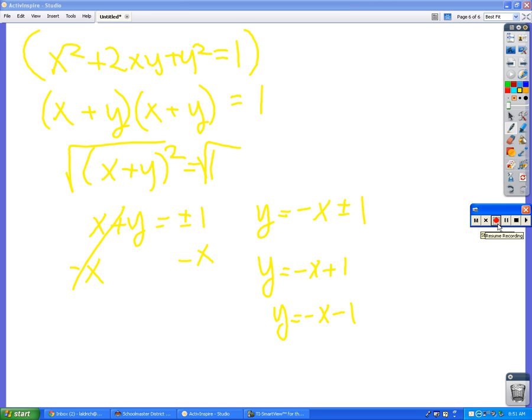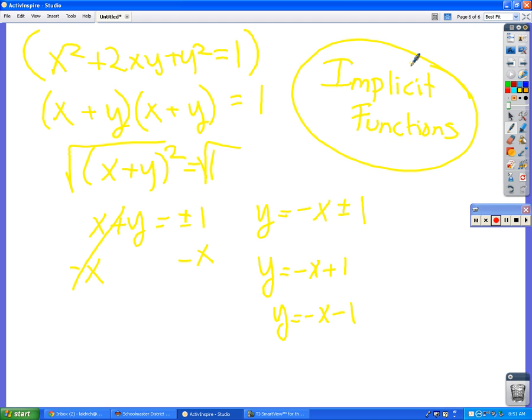Those things that we just worked with, when the x's and the y's are all mixed up together, those are called implicit functions, because you don't have it solved for the y. When it's y equals something, that's called an explicit function because you're explicitly told the relationship between x and y. An implicit function is when it's all mixed up together and you have to do some work to figure it out, in order to solve for y. And you can see that when we went through this, that was a little bit awkward, right?